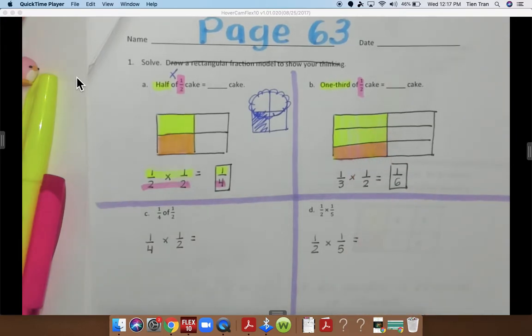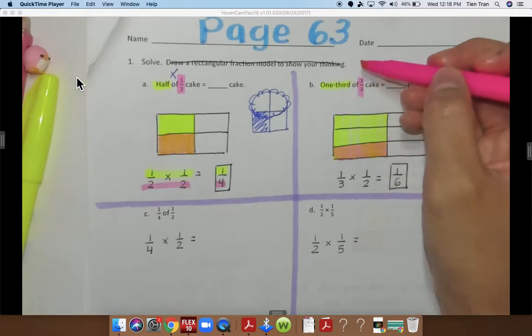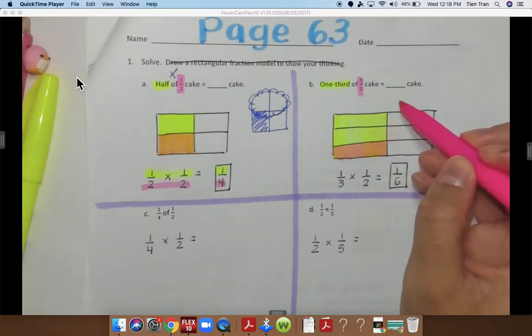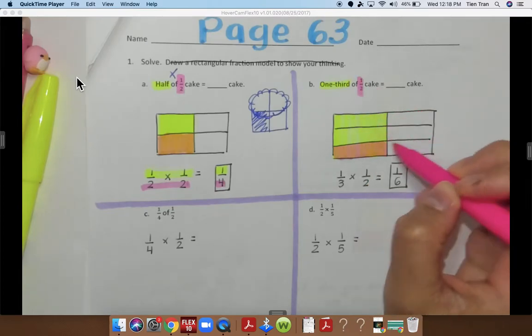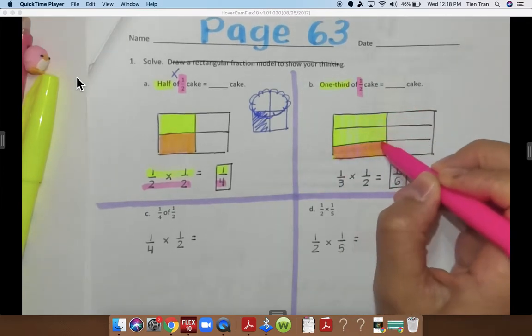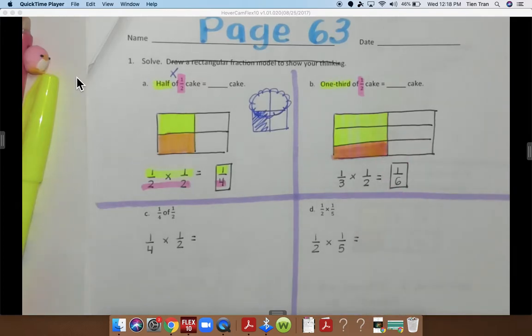Problem B, we have 1/3 of 1/2 of a cake. So that means that I'm multiplying 1/3 times 1/2. And remember that I told you earlier on that this is what they're asking for. So we have the cake that is cut in half, and they only want 1/3 of it. So this is the third that they're asking for.